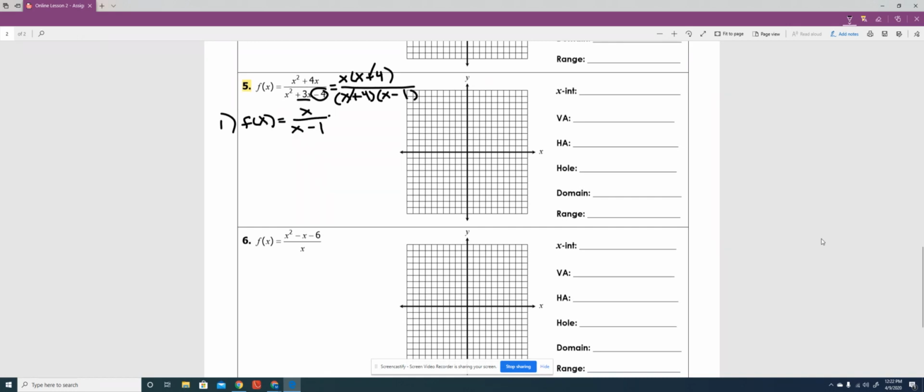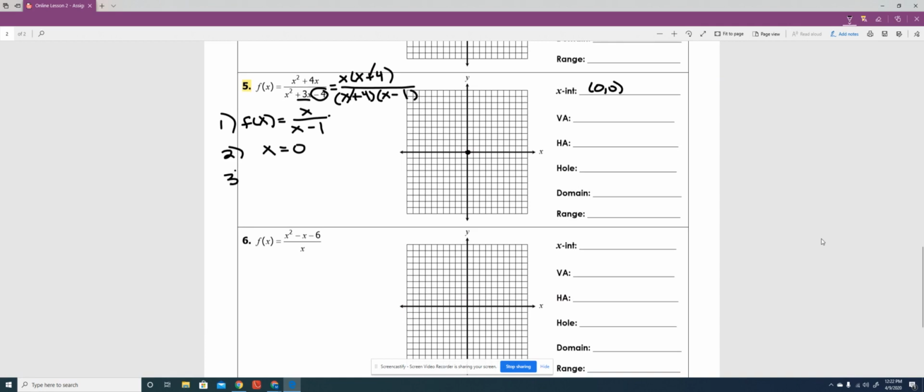That's my simplified function. Step 2, I want to find the x-intercept. So I set the numerator equal to 0. Well, if x is equal to 0, then x is equal to 0. So my x-intercept for number 5 is 0, 0. So I'll go ahead and plot that, 0, 0.